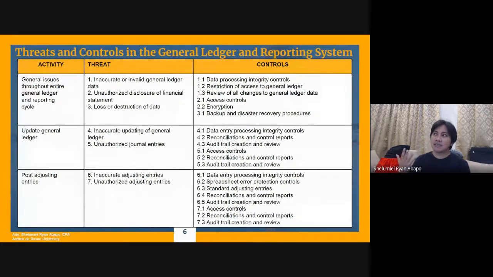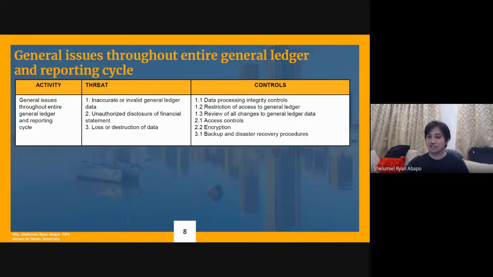So ang sinasabi natin dito, it is critical and essential that you produce accurate financial statements because erroneous ones have massive repercussions. Now, one way to mitigate the threat of inaccurate or invalid general ledger data is to use various data processing integrity controls. These integrity controls we have already discussed in the previous chapters on internal controls. Okay? They minimize the risk of data input errors when the treasurer and controller make direct journal entries.